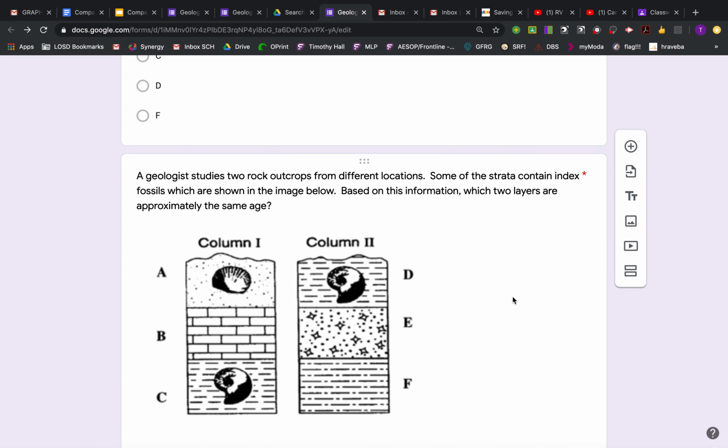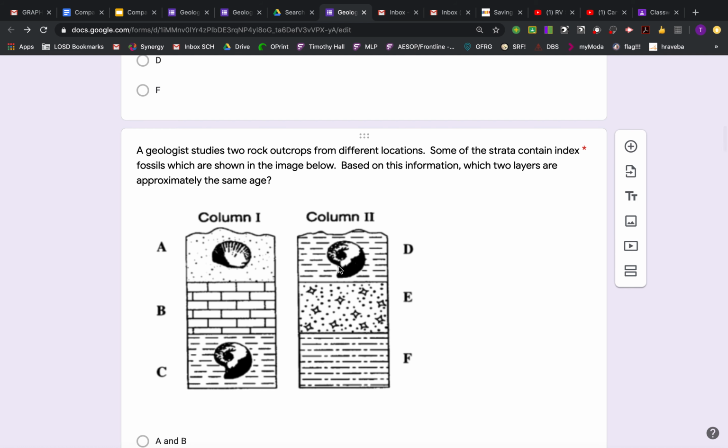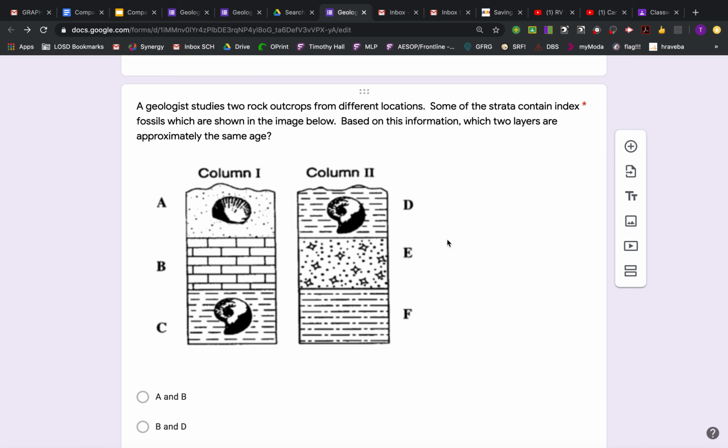Now, which are approximately the same age? Well, we probably should have started with this one, to be honest, because this concept is crucial if you want to identify the youngest layer. So again, C and D, they have the same fossil, they have the same little texture and whatnot, so they're the same.